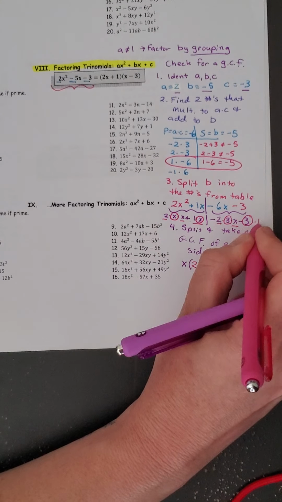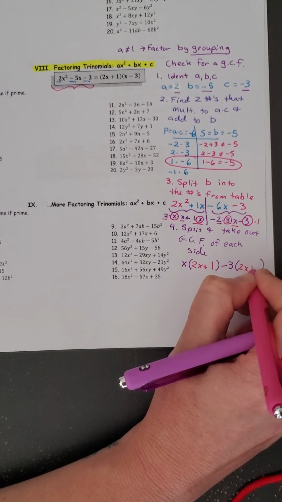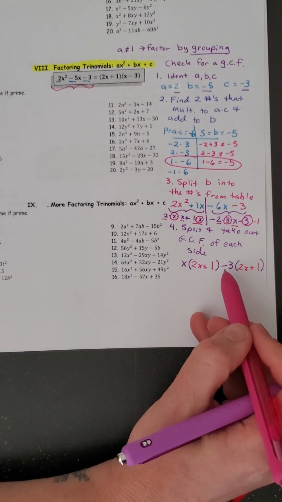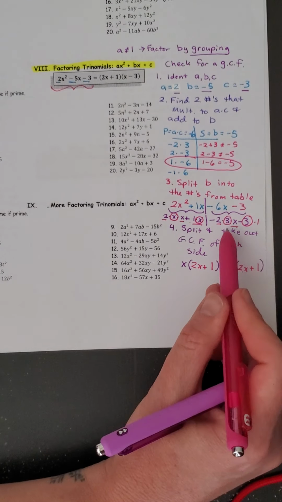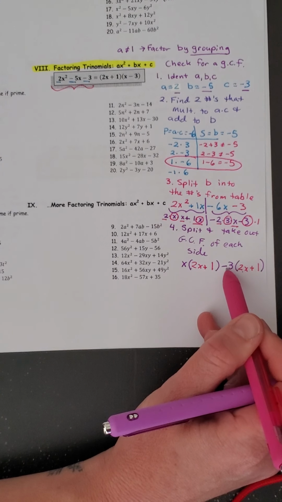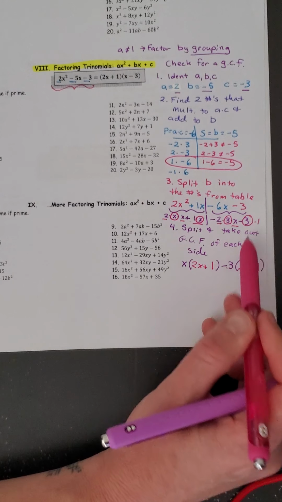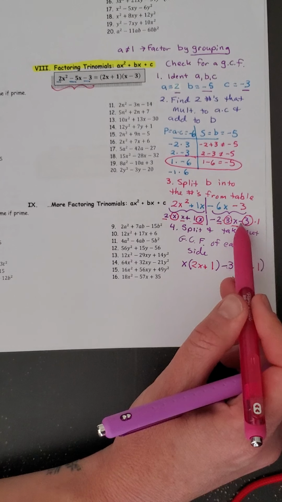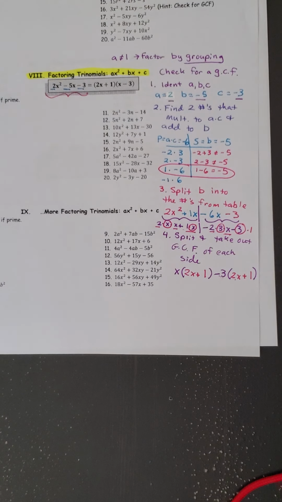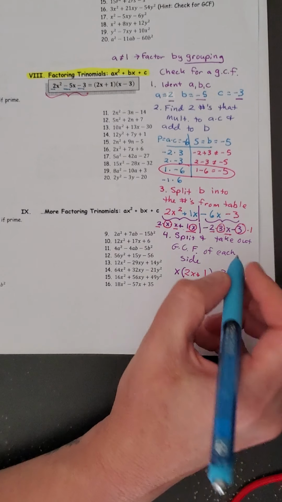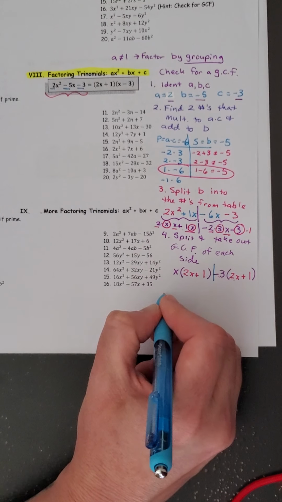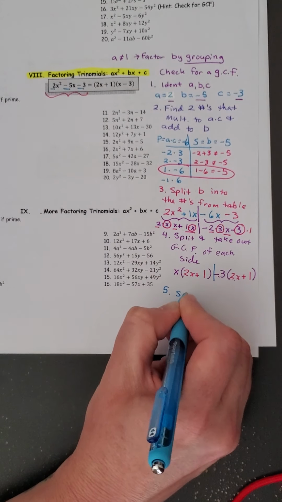Well, what's left? I can put a 1 here. So that'd be positive 1. And then you can check it back. 3 times 2x is 6x, and a negative times a positive is a negative. 3 times 1 is 3, and a negative times a positive is a negative. All right, the next step, this is where we're going to split it again. So split again, and take out the GCF.